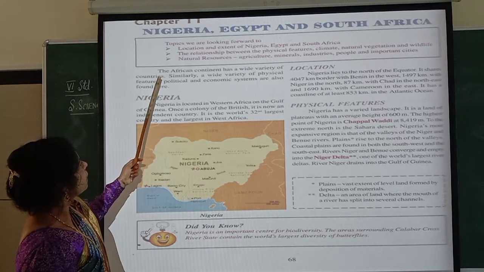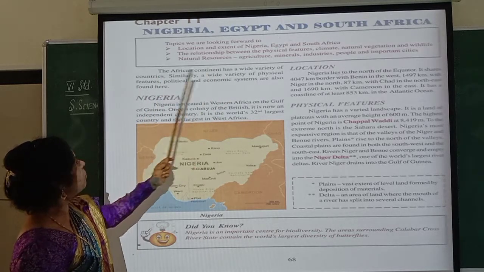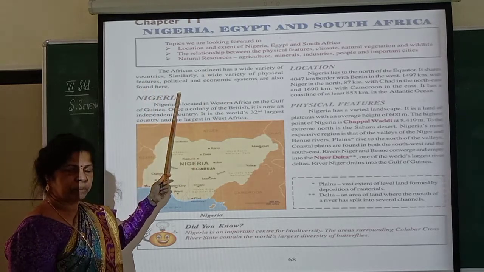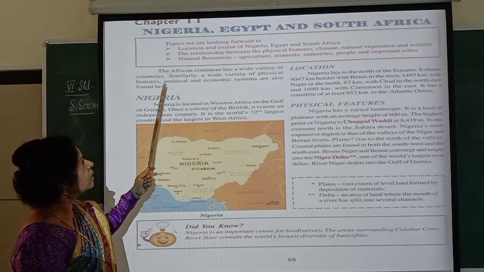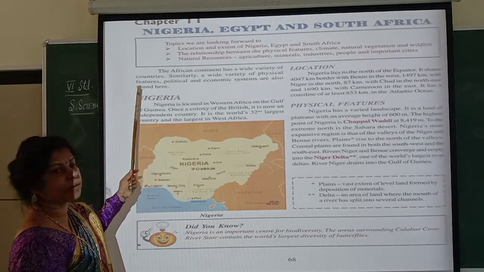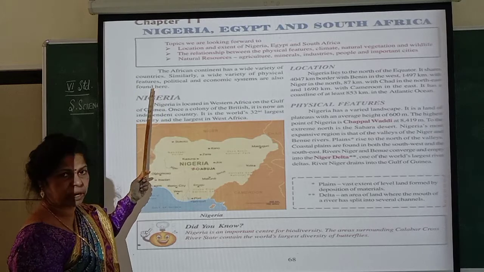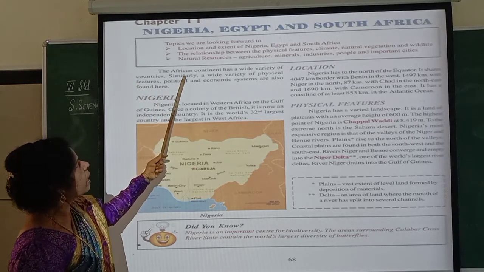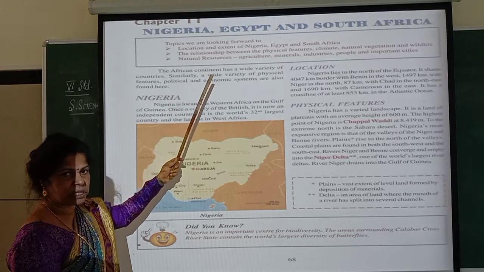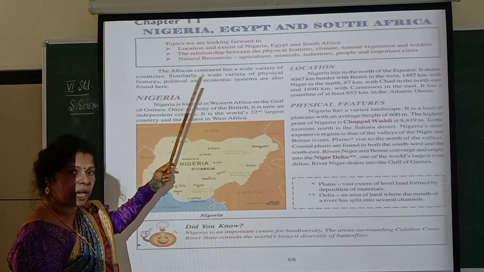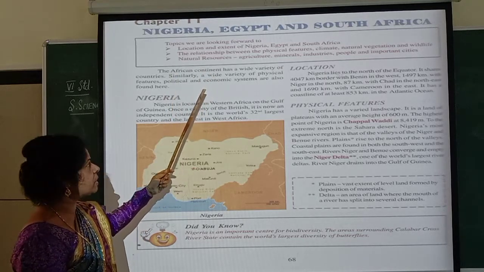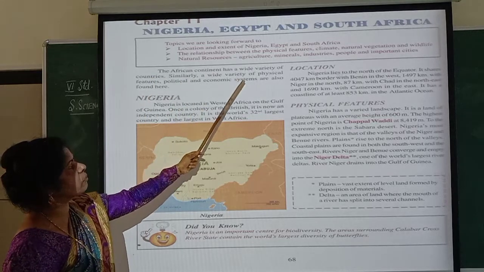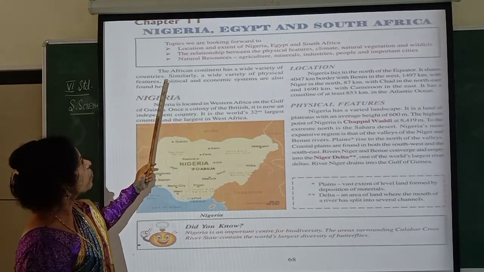So let us see here. The African continent has a wide variety of countries. Already you have learned in the previous chapter about Africa, isn't it? So it has got a wide variety of countries. That means many countries are there in that. There are totally 7 continents, isn't it? Out of that, the African continent is one among them, isn't it? So the African continent has a wide variety of countries.